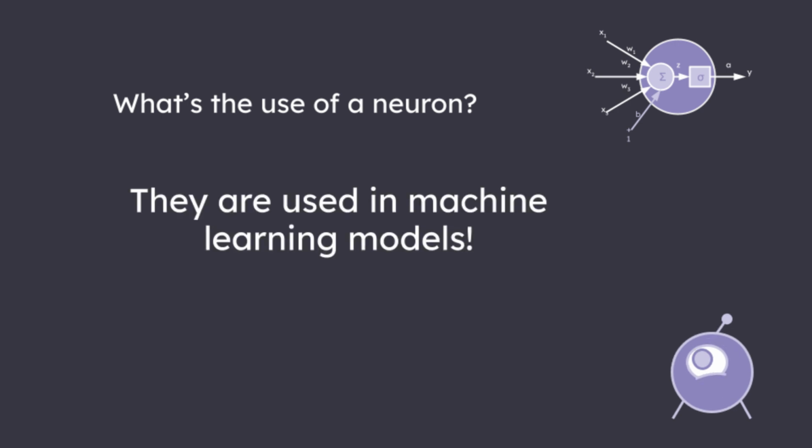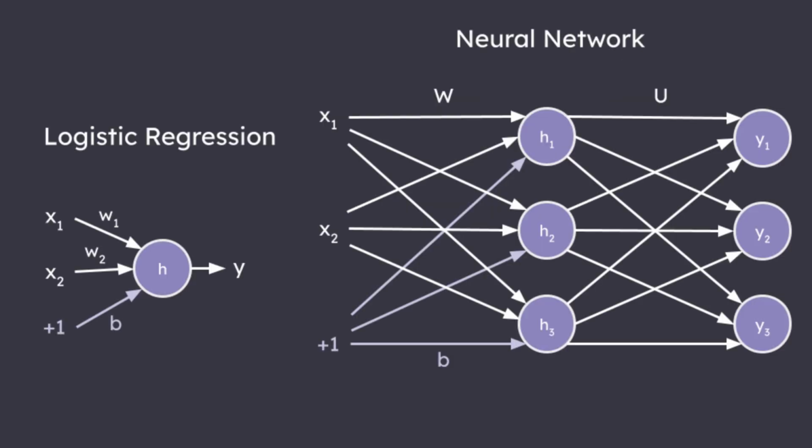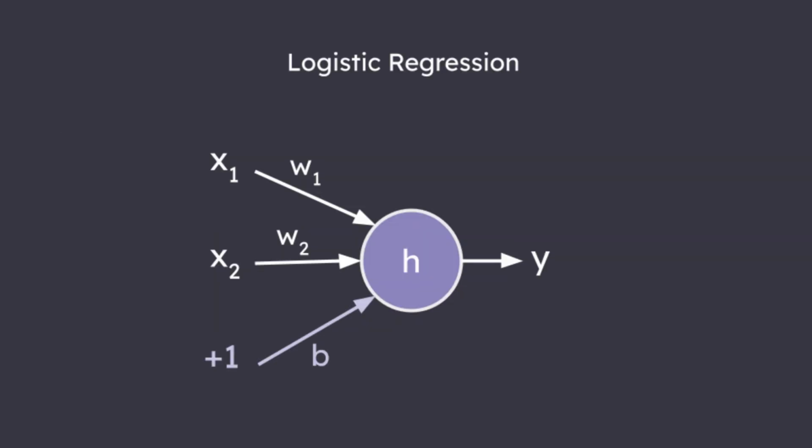We use a neuron in many machine learning models. As an example, here are two machine learning models that use neurons. Logistic regression is a one-neuron machine learning model, while neural networks contain multiple neurons. Machine learning models like logistic regression and neural networks can both be used to classify or generate data. We will focus on logistic regression.